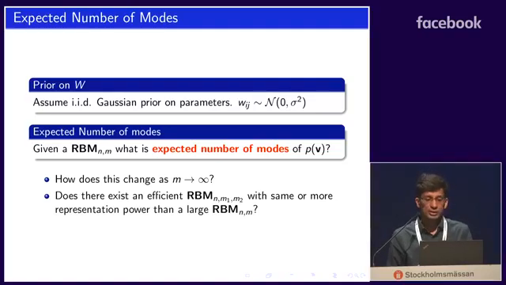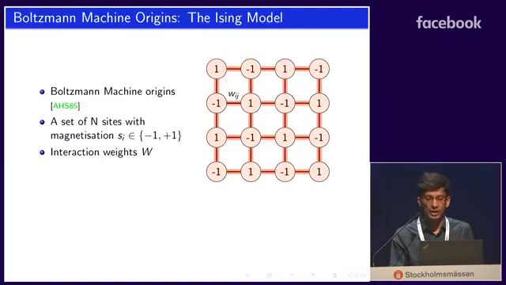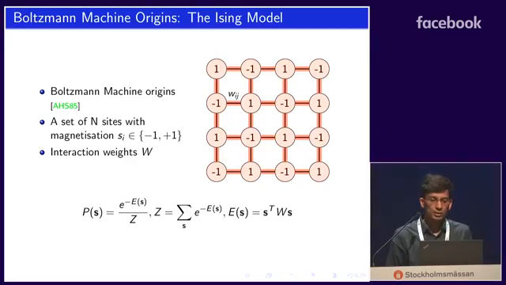It turns out that this number has a very deep and interesting interpretation in the context of statistical mechanics. RBMs, as we know, are a special case of Boltzmann machines, which in turn have origins in the Ising model. This model does not need an introduction, but just for clarity of notation, it consists of n sites, each site taking value either +1 or -1. They interact among one another through the weight matrix W, and the probability distribution is given by this Boltzmann law, where Z is the partition function and E is the energy.